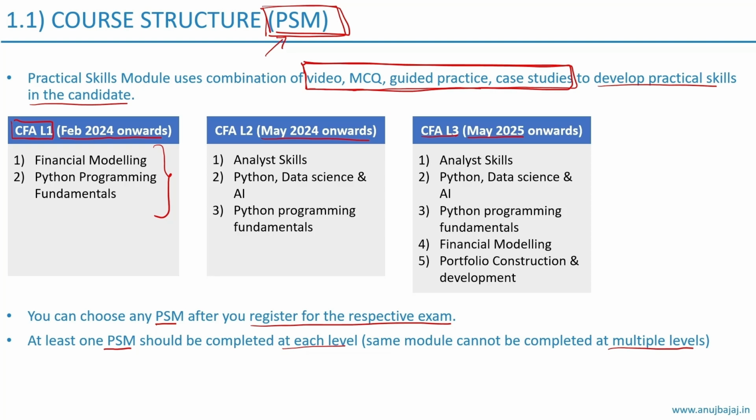So at least one module should be completed. It is great if you complete more than one module, but at least one module should be completed before your exam results arrive. It is not necessary that you complete it before you appear for the exam, but you need to complete it before your examination results arrive. And suppose you have chosen the Python programming fundamentals in CFA Level 1. So you cannot complete the same module in Level 2 and in Level 3. You need to choose from the different modules that are available.